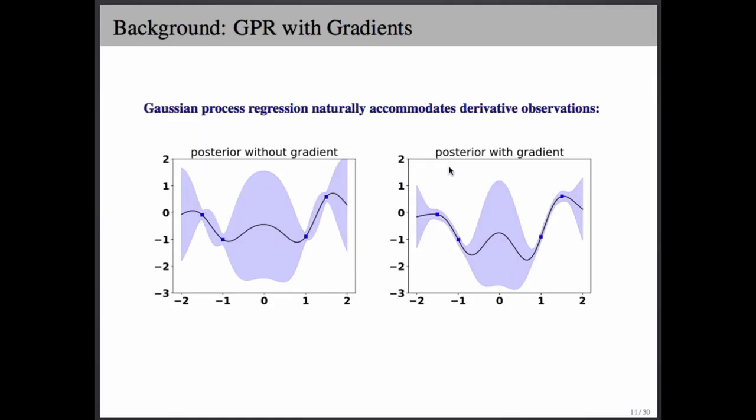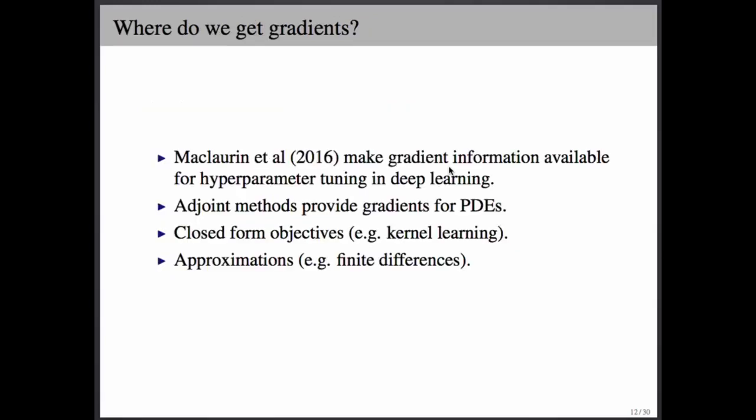So as we said, GP regression can easily accommodate derivative observations, and we're focused on how to use derivatives to speed up Bayesian optimization. There's been a lot of exciting work recently showing how we can obtain derivatives for applications where it would be useful to use Bayesian optimization. For example, McLaurin et al. make gradient information available for hyperparameter tuning in deep learning. Adjoint methods provide gradients for PDEs. We can also get gradients for expensive closed-form objectives, such as for Gaussian process kernel learning.